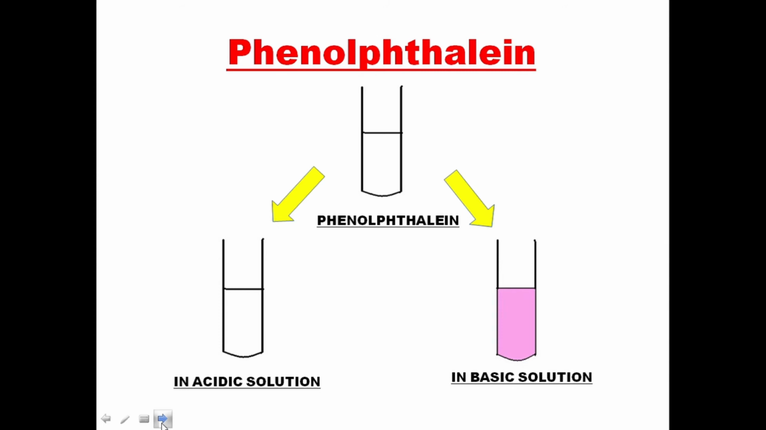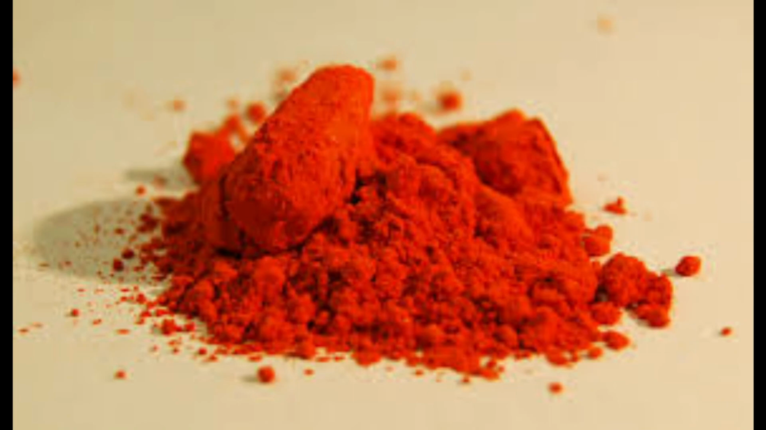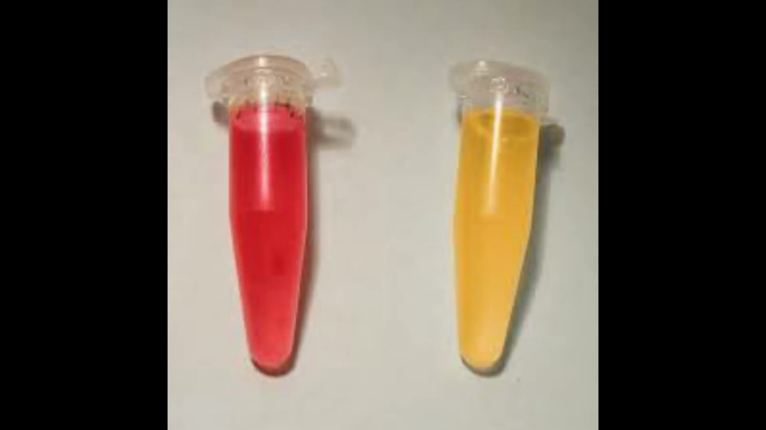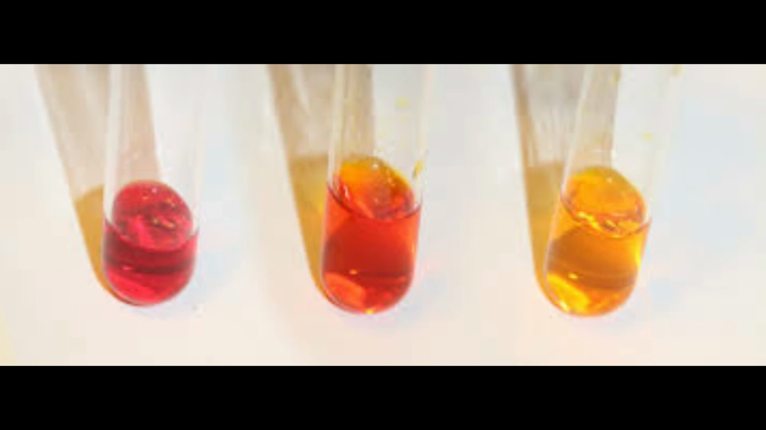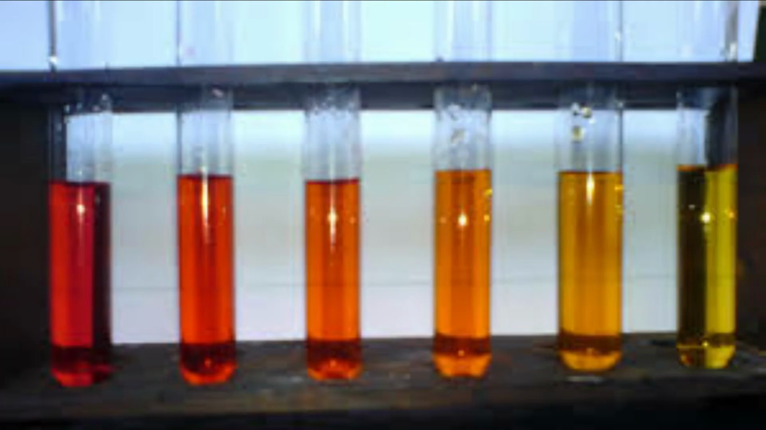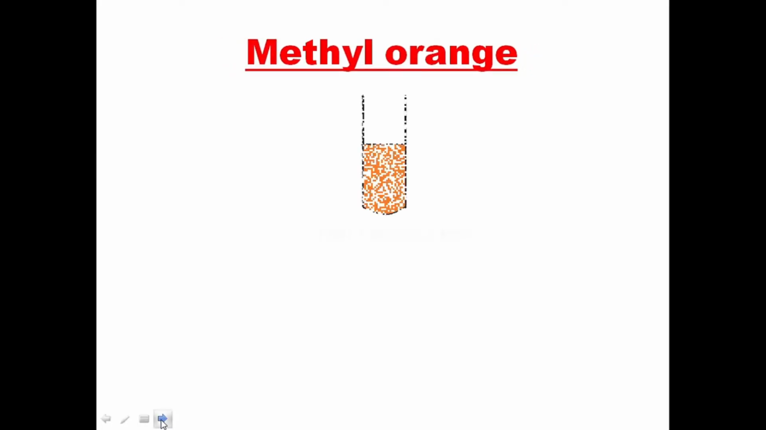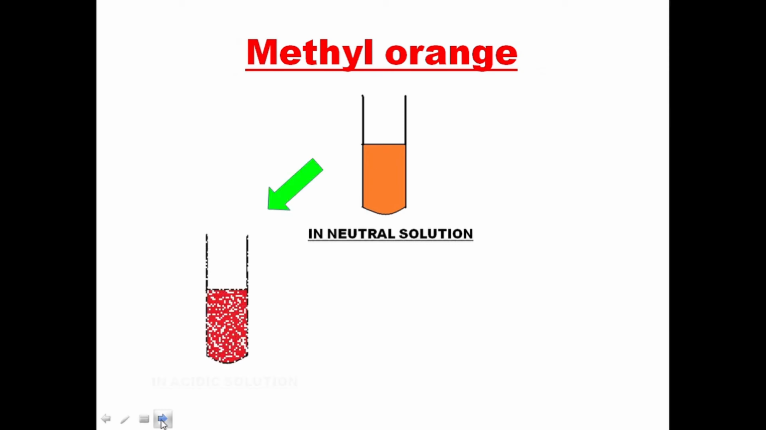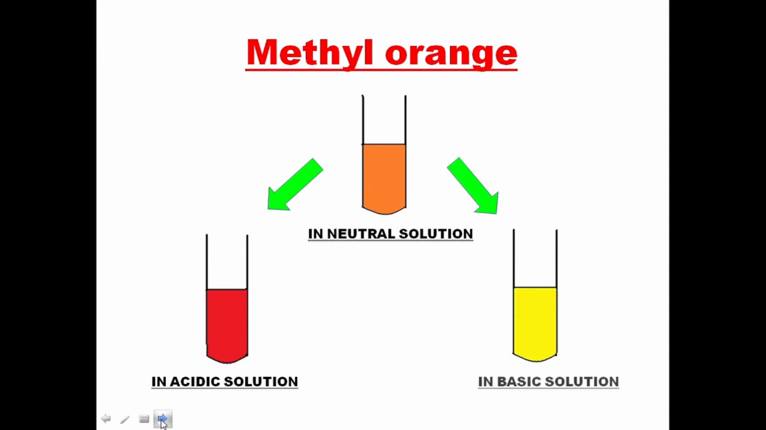In a similar note, we have another artificial indicator which is methyl orange. Let's have a look at that. So methyl orange, as its name suggests, has an orange color in neutral solution and gives red color when it is placed in some acidic solution. It also gives yellow color when it is placed in basic solution. So this is all about some indicators which gives us distinguishing colors in different mediums.